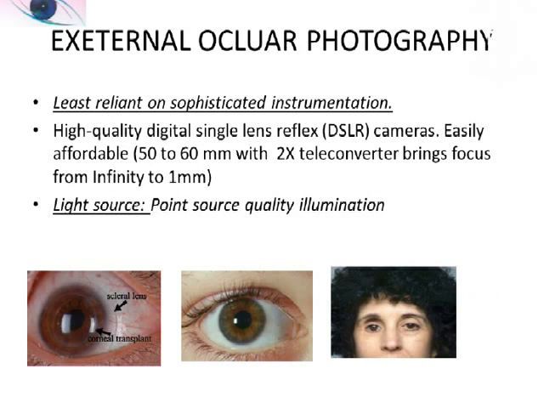External ocular photography is probably the least reliant on sophisticated instrumentation. You just need a DSLR camera, easily affordable. The basic requirement is a 50 to 60 mm lens with a 2x teleconverter, which brings focus from infinity to 1 millimeter. Use a light source which is a point source of quality illumination, and you can have quality pictures.